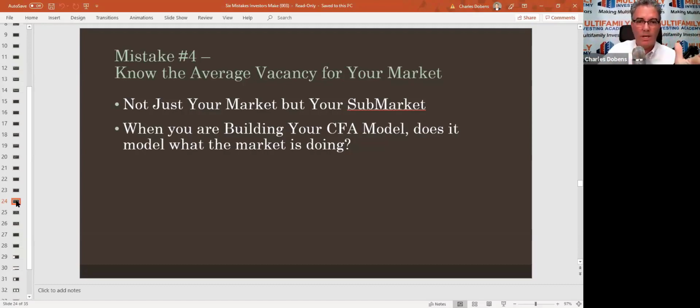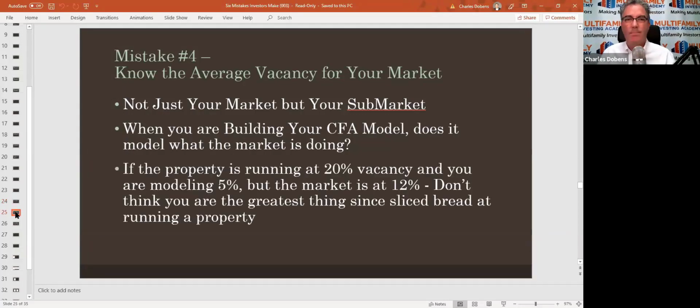on your model and the CFA, what's the submarket that you're in? What's the actual vacancy in that submarket? You have to use that number, not the 5%. I see students just throwing in a number to make my numbers look so good. But that's not reality. If the property is running at a 20% vacancy and you're modeling it at 5% because you think I'm going to do such a great job, but the market is actually at 12%.